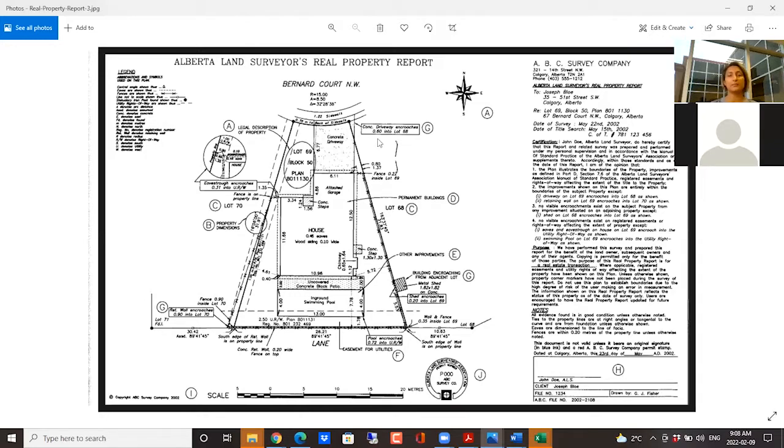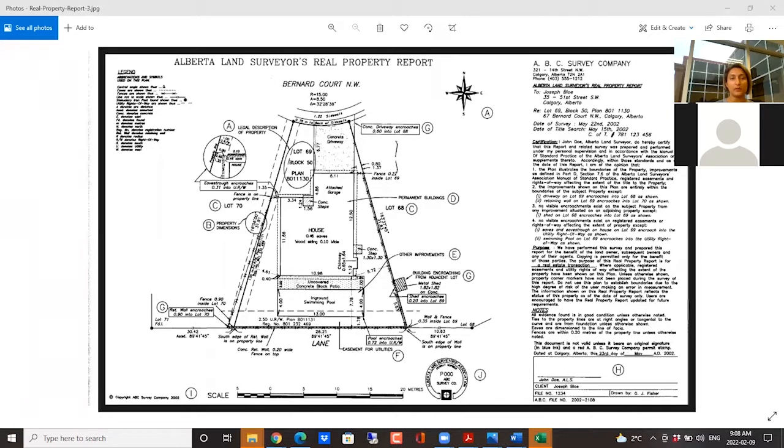All right, so this is a real property report. This is what it looks like. Basically, a real property report tells us where everything is in relation to the property boundaries. It will show us the property boundaries, and then it will also tell us where everything is in relation to them. This is one example here.